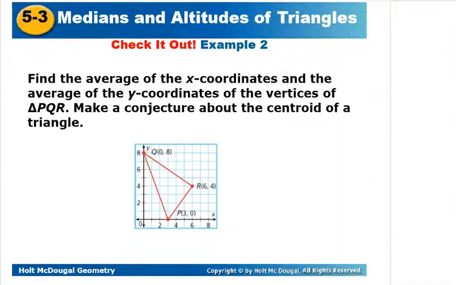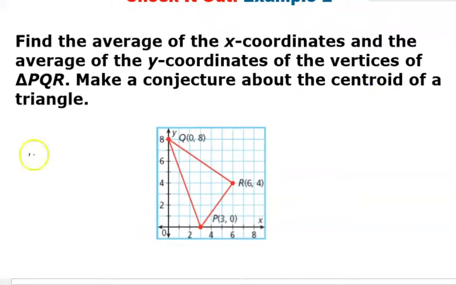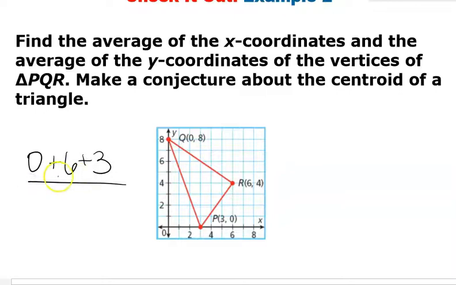Okay, so find the average of the x coordinates here. So the average, remember you add them up and divide it by the number of things. So if you look at all your x coordinates in this, you have 0, 6, and 3. So you're going to add them up. Now how many terms are there? There are 3 terms, 1, 2, 3. Divide that by 3.